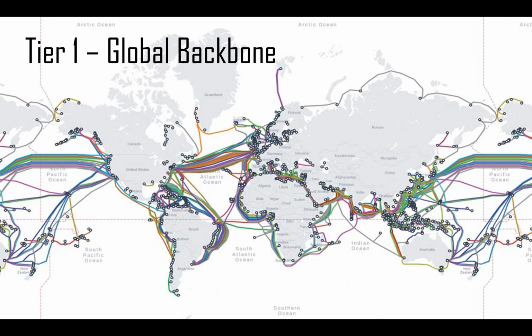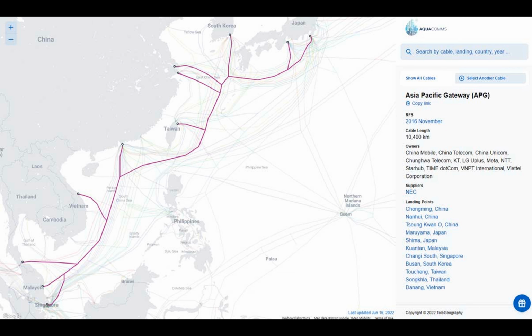Just to see an example then, tier 1, the global backbone. This actually only shows the undersea cables. It doesn't show the on-land cables. And of course, there are also going to be many cables underground, on the land.